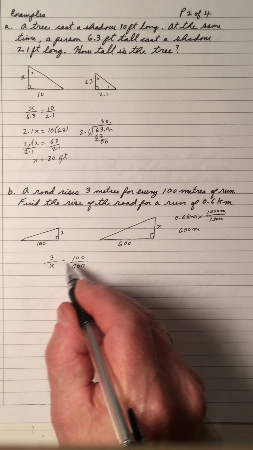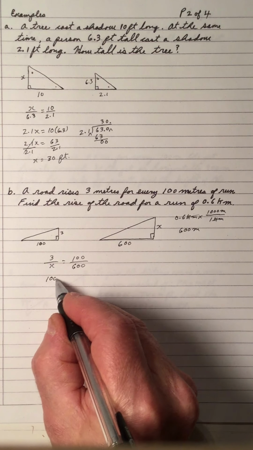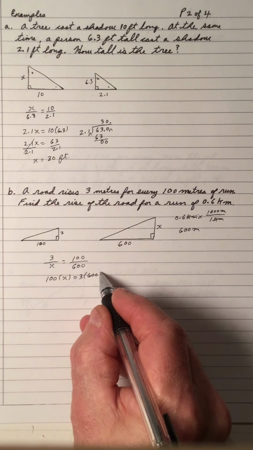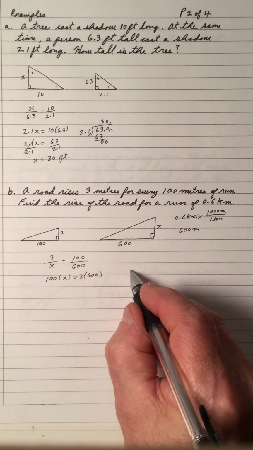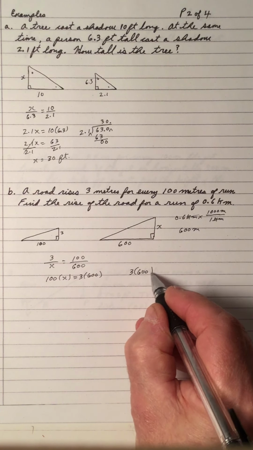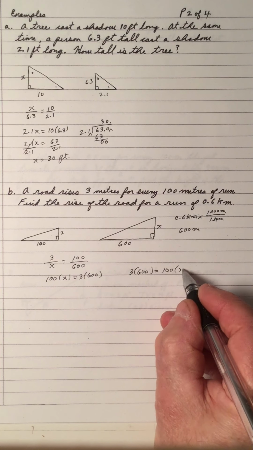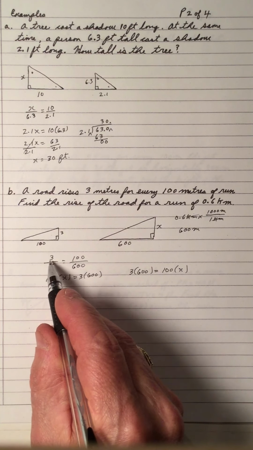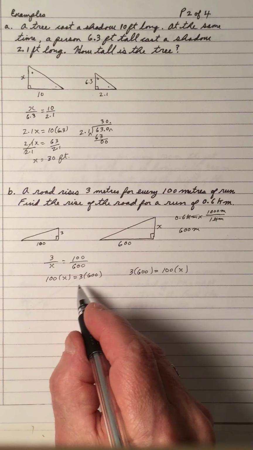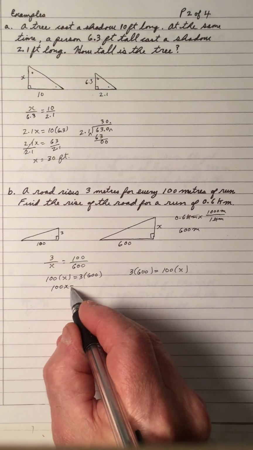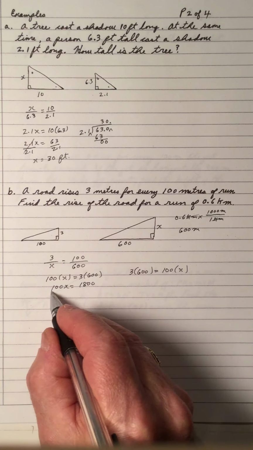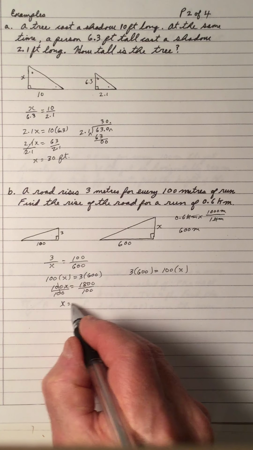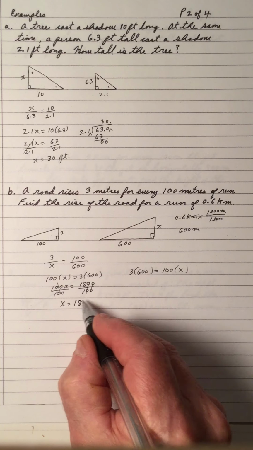Since the unknown is here, I can go 100 times x is 3 times 600. That's the same as if I had gone 3 times 600 equals 100 times x, either or. But because I have one unknown, I'm going to multiply this one first and this one second. That keeps the x on the left side. So 100x equals 1800. Divide by 100. It cancels to give me x. Zeros cancel to give me 18.